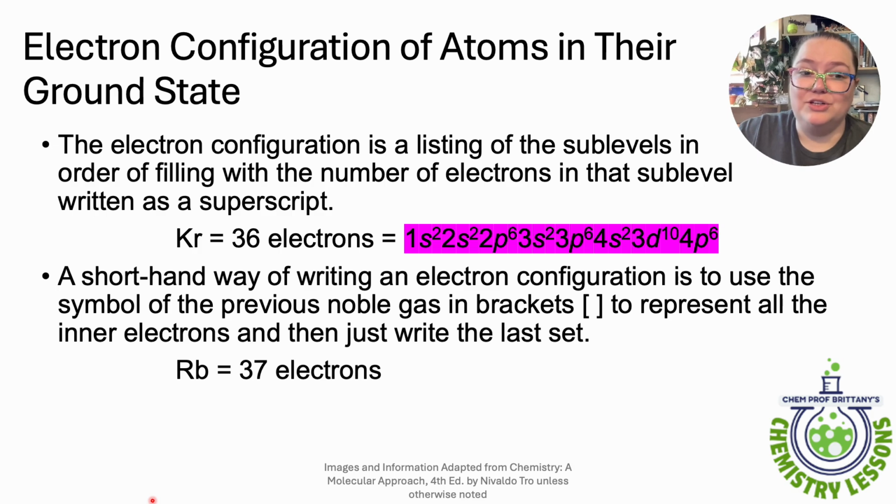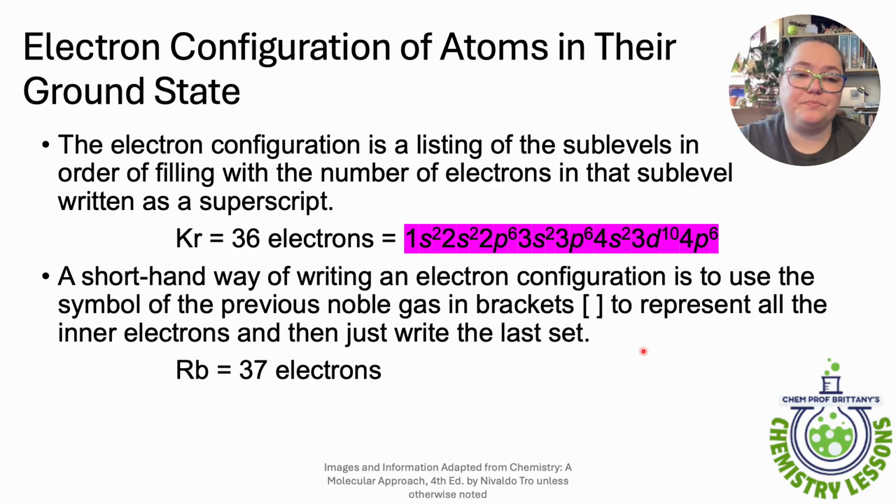There is also a shorthand way of writing an electron configuration. It is used because, especially for things with a lot of electrons, that is so much writing. So the shorthand way of writing electron configuration is to use the symbol of the previous noble gas in square brackets to represent all of those inner electrons. And then just write the last bit of electrons, however many it is.